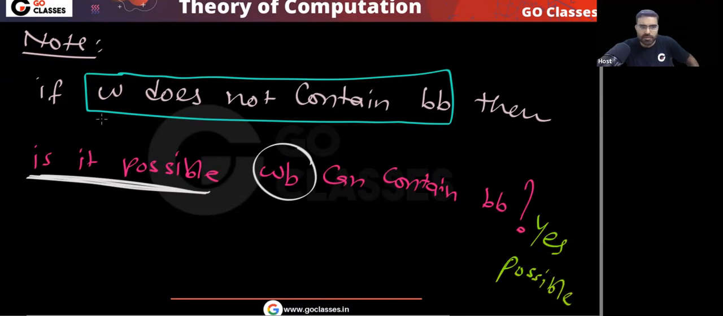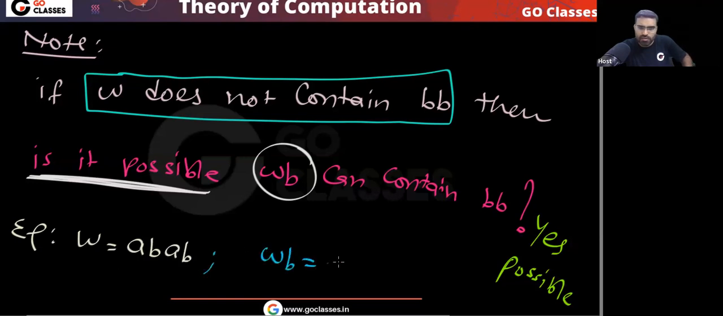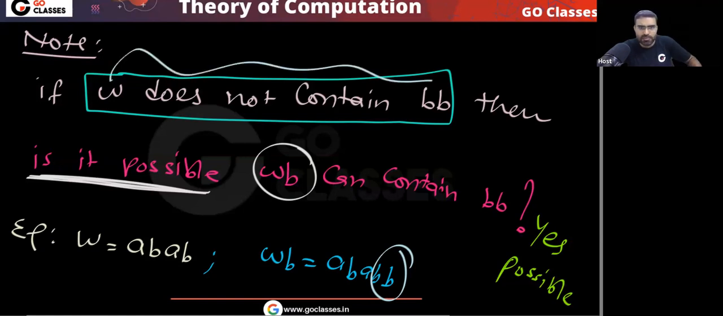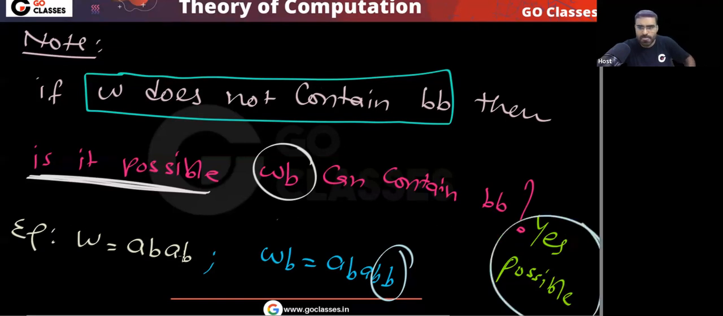Because W does not contain BB, maybe W is like this. Now you can notice what WB is. WB is this. So if W does not contain BB, is it possible WB can contain BB? Yes, it is possible. Maybe W is like this, and in this situation you can notice WB contains BB.